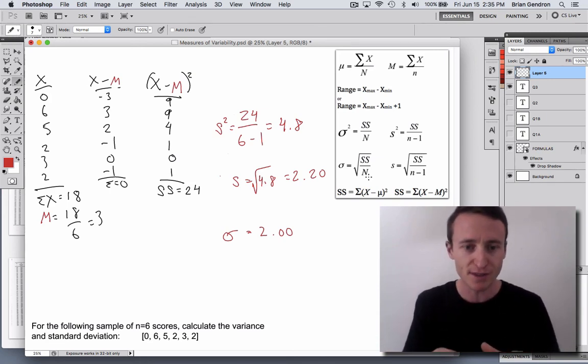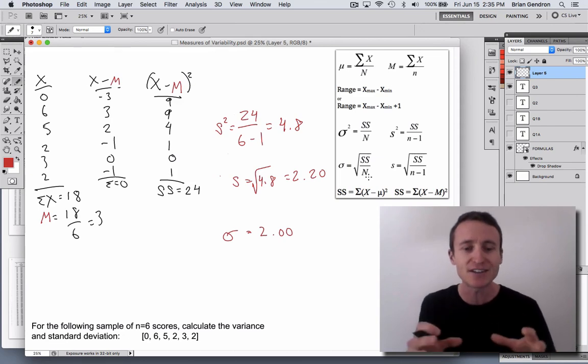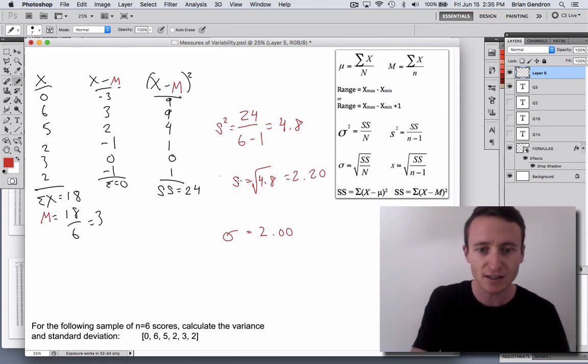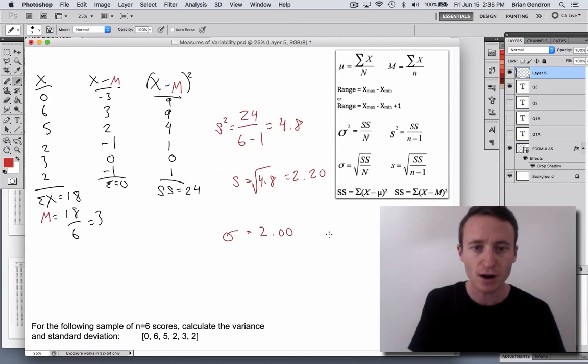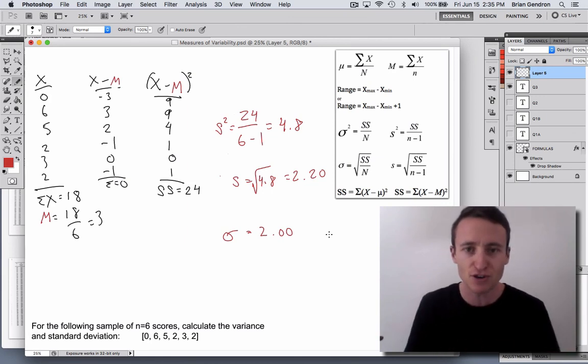But I really want to harp on the idea that the calculations are almost identical to one another until you get to these last steps. All right, so those are some problems based on measures of variability.